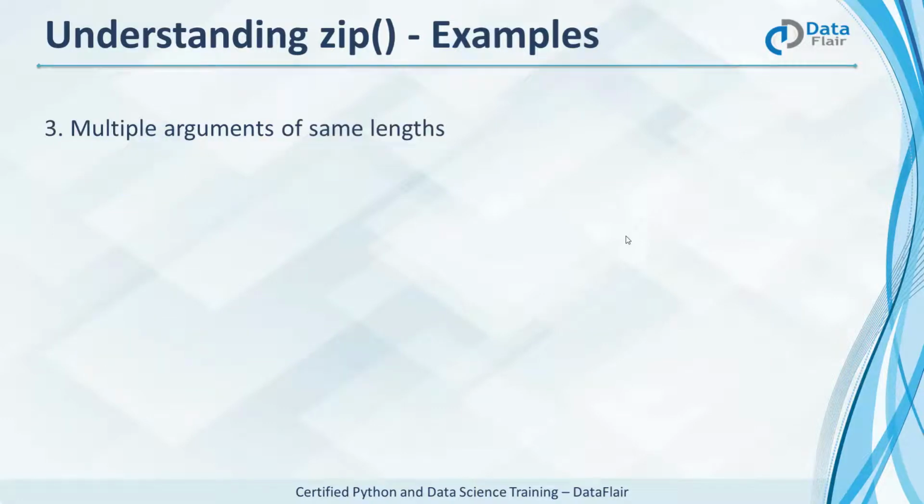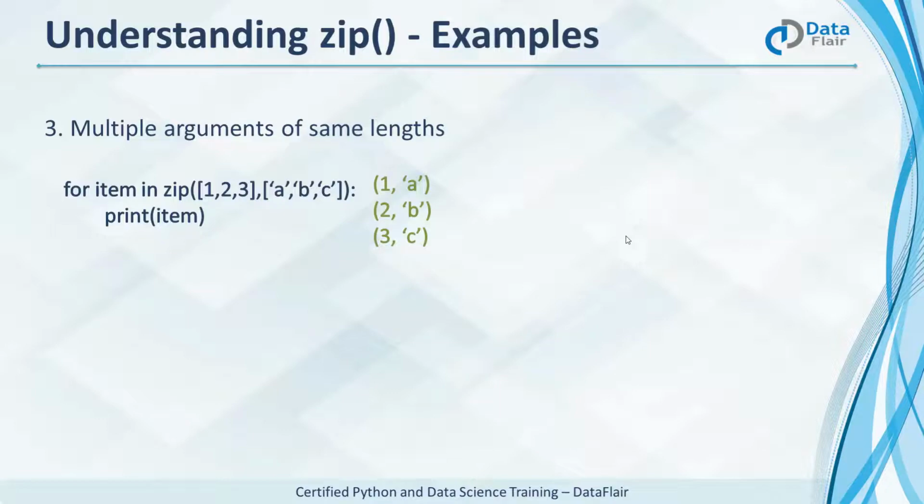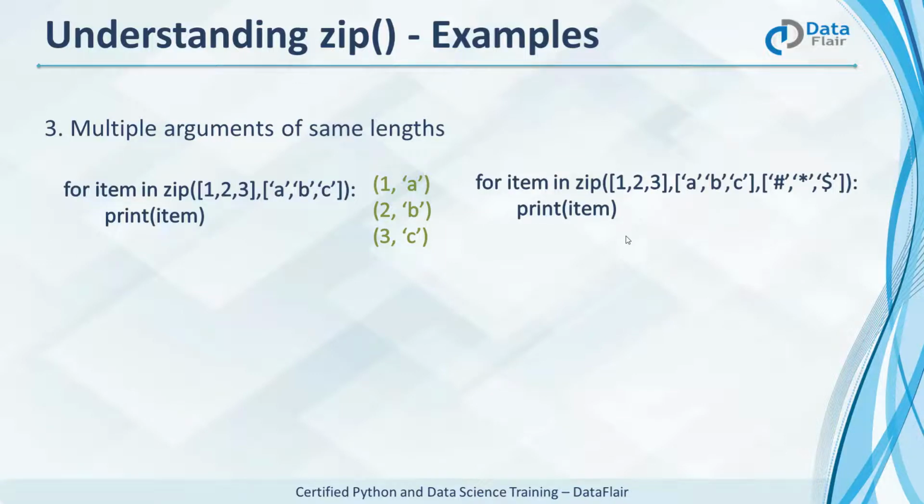Now, if we provide multiple arguments of the same length, lists 1, 2, 3 and A, B, C, it pairs 1 with A, 2 with B and 3 with C. Similarly, with 3 arguments, it creates tuples of 3 items each.